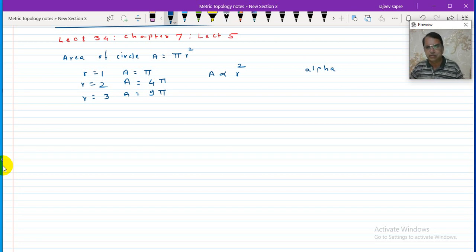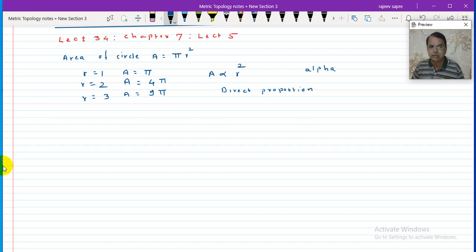So A alpha r square means there is a direct proportion between A and radius square, area of circle and square of radius. This is one example, so this is an example of direct proportion. Now the second thing is inverse proportion. That is exactly opposite. Whenever there are two variables, say x and y, and if x increases, y decreases.